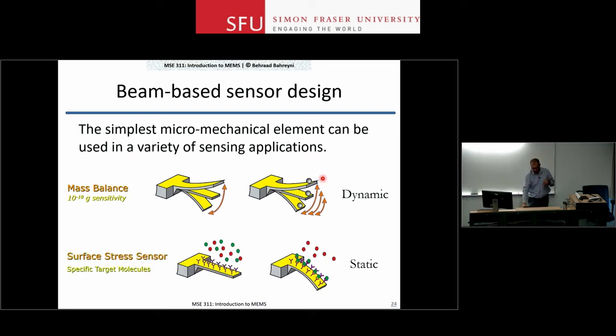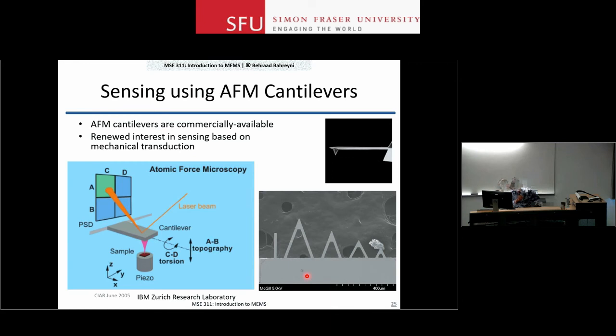Another version is that you coat the surface of your beam with something that has a static response. For example, in this case, you coat it with receptors that are selective to a particular molecule, and if that molecule comes and binds with them, you produce some sort of surface stress. That surface stress causes a deflection of the beam, and that deflection is a static deflection. You can measure it and then figure out the concentration of the target molecule in the environment. The concepts are very simple, but they have been used in some amazing work so far.